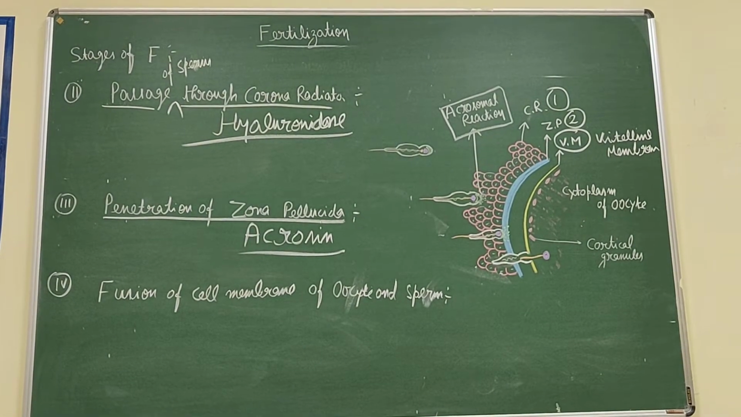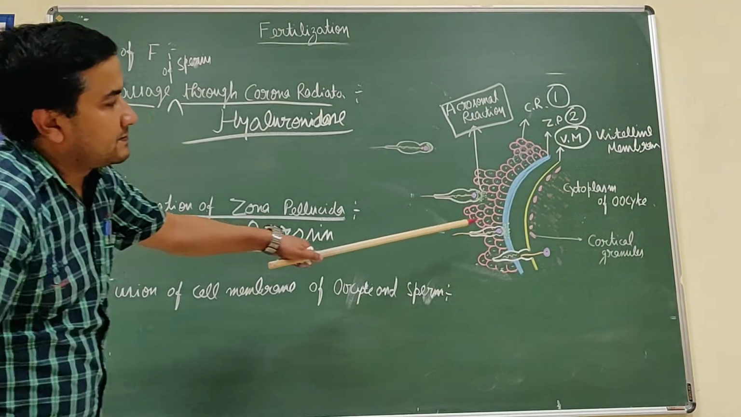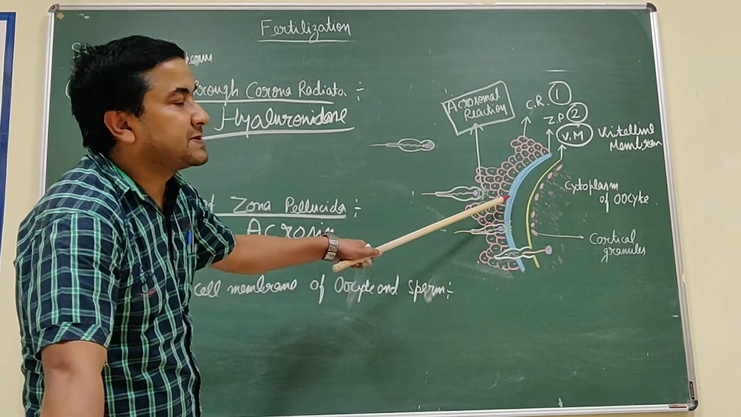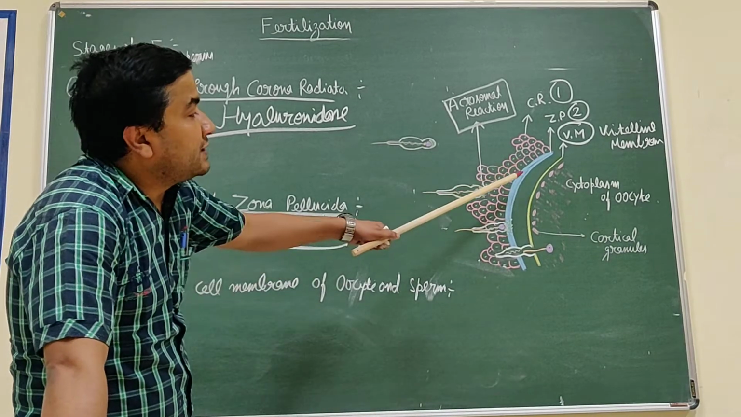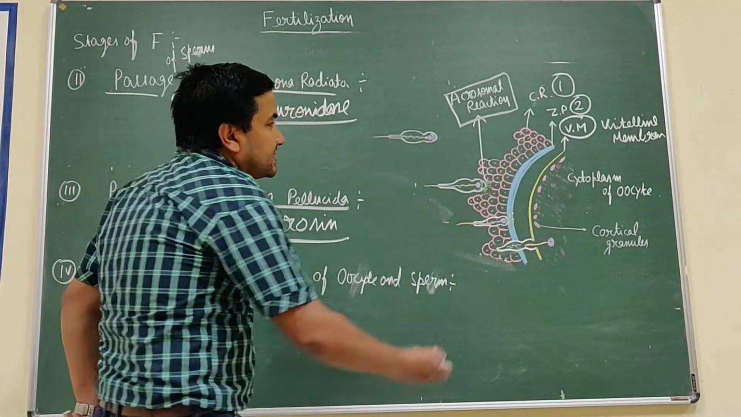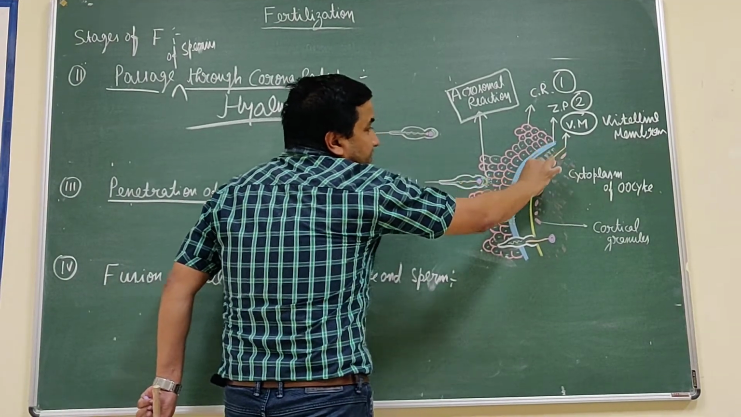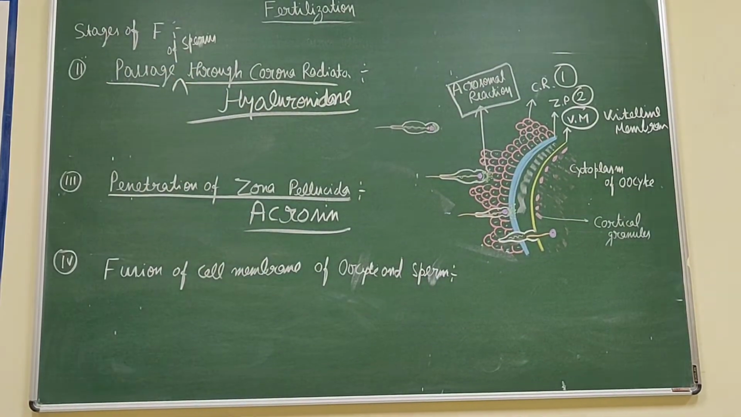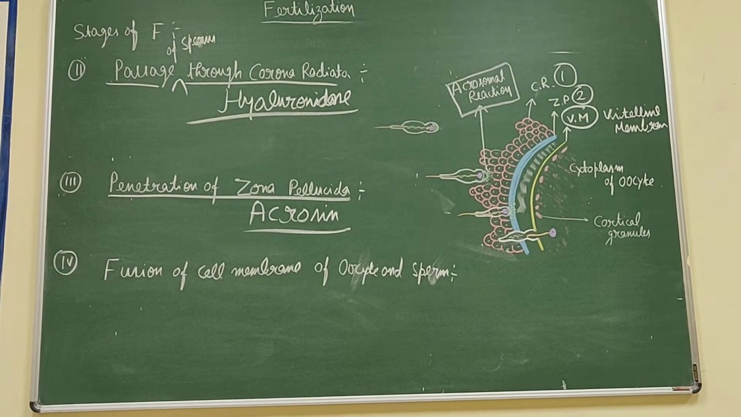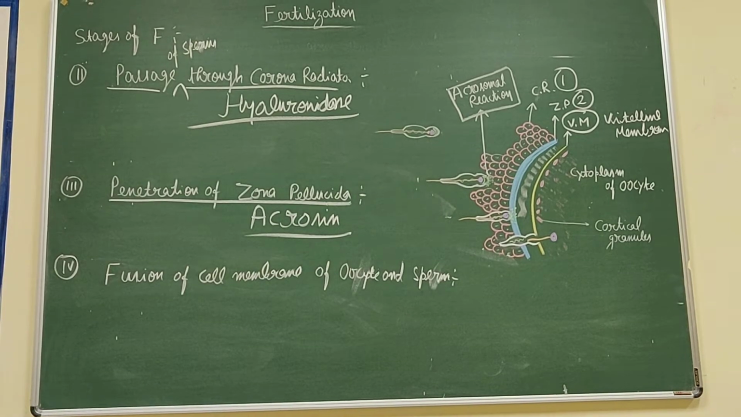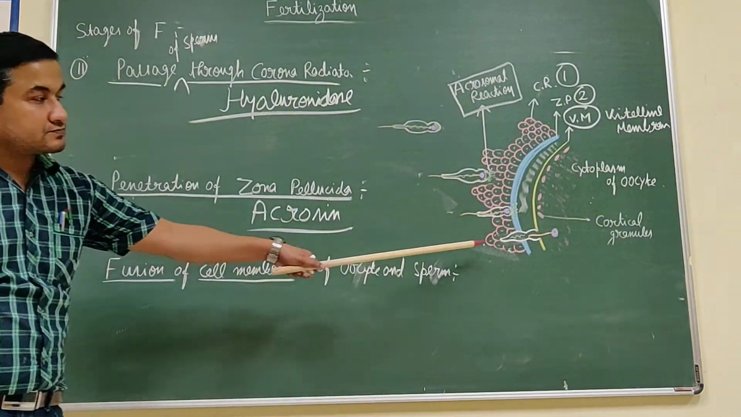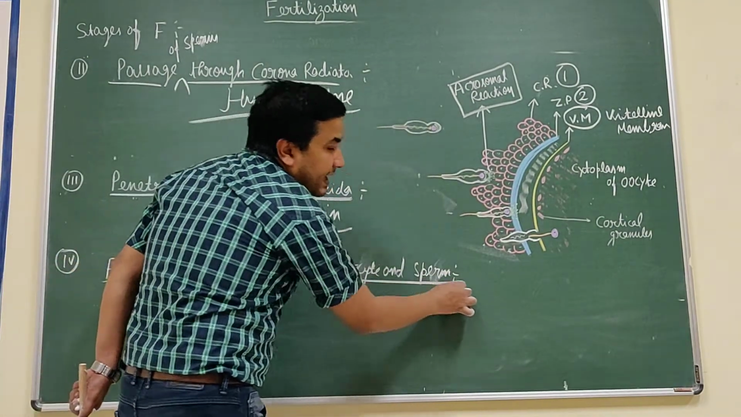Now after this, the sperm enters into the space between the zona pellucida and the vitelline membrane. This space is the perivitelline space. Now after this, there is the fusion of the cell membrane of the oocyte and the sperm.